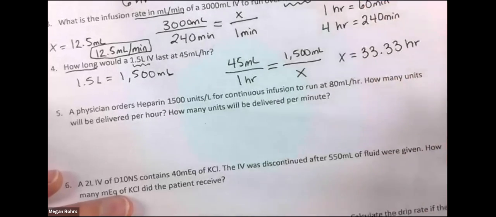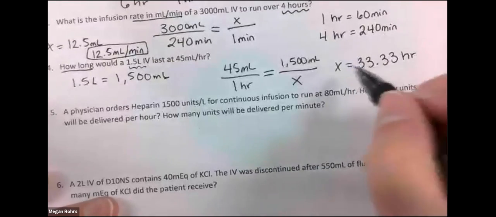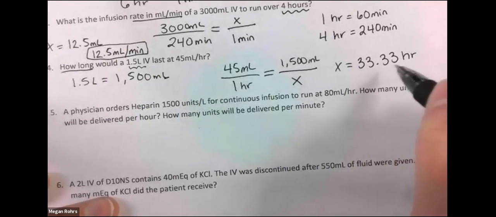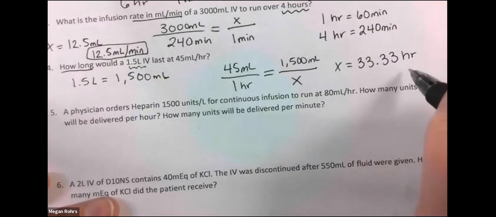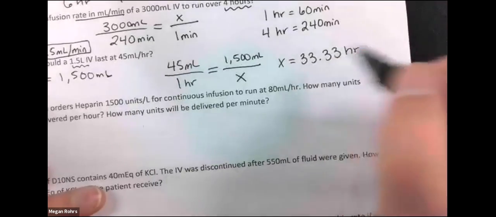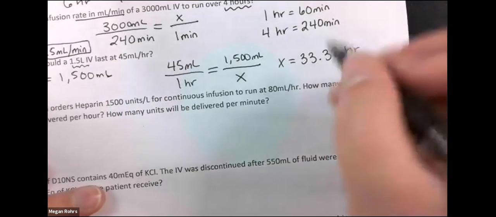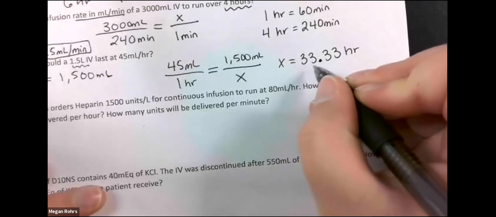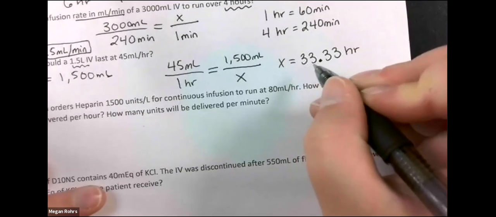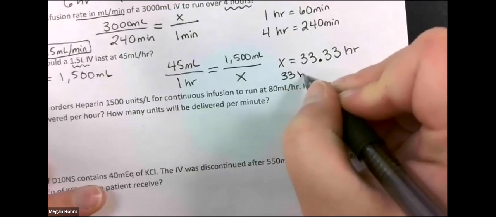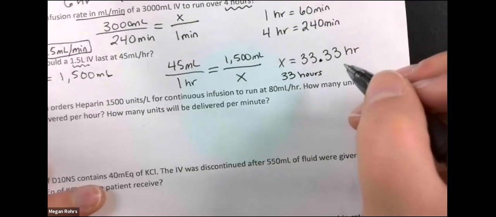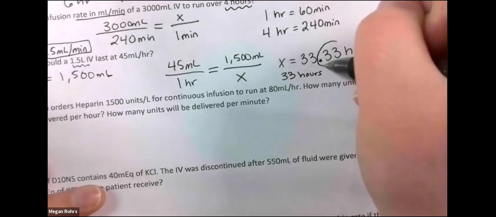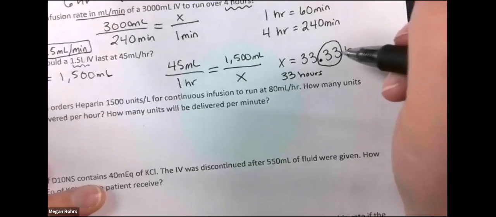So x here equals 33.33 hours. Now, if I am telling somebody I'll be there in 33.33 hours, they are not going to understand what that means. So I'm going to show you a trick to convert hours in a decimal into hours and minutes. So we know that anything to the left of our decimal is a whole number, right? So we know that this is 33 whole hours.